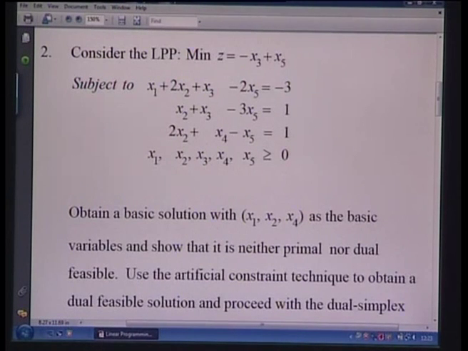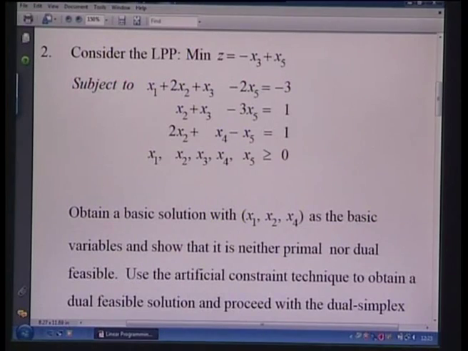So, problem 2, I am saying that you obtain a basic solution with x1, x2, x4 as the basic variables. So, that means you will start with a basis consisting of columns A1, A2 and A4, and show that it is neither primal nor dual feasible. By pivoting you will reduce this set of columns A1, A2, A4 to identity columns, doing all the elementary operations, and then what you get at the right hand side will not be all non-negative. So, it will not be primal feasible, and also your Cj minus Zj's, the relative prices, will not be all non-negative. So, this basis is neither primal feasible nor dual feasible.